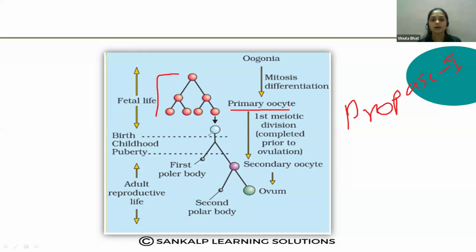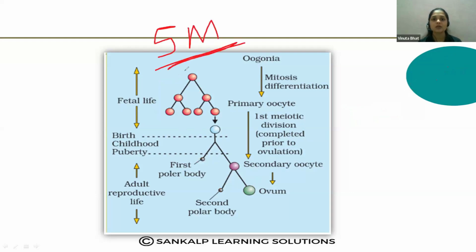So this is the actual oogenesis, how it occurs. In meiosis first, one polar body is produced because of the unequal division of the cell. Only the nucleus is transferred and the secondary oocyte is formed. The secondary oocyte completes the second meiotic division, which is also the same, and one polar body is produced. Like this the oogenesis process occurs, and this is very important. The schematic representation is also important for your 5 marks question.